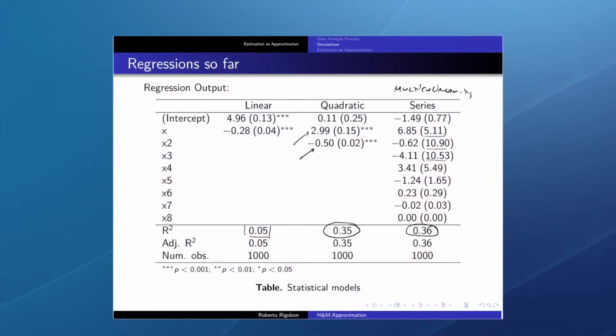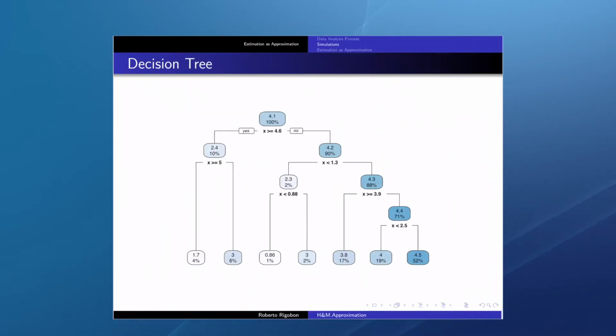Now, let's estimate a decision tree. A decision tree is a regression where you specify very simple rules. And in the estimation, this is one decision tree that was estimated. One of the problems that decision trees have is that they are not unique. If you run the regression again, you will get a different number.